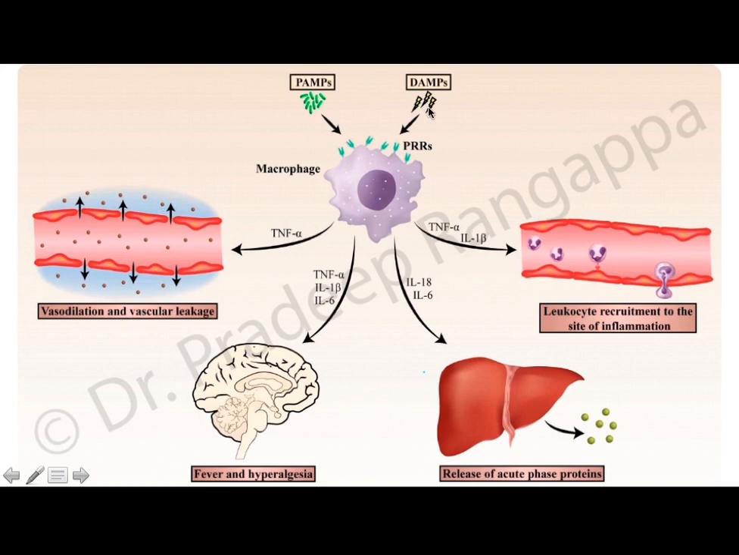Then there are the damage associated molecular patterns. That also causes activation of macrophages and leads to production of tumor necrosis factor alpha and interleukin 1 beta, which causes adhesion. Basically, it makes all the leukocytes sticky, and these leukocytes adhere to the endothelial cells and lead to worsening of the inflammation. There are other mediators released from these macrophages which lead to fever and can cause release of acute phase proteins from the liver. So this is roughly an overview of the pathophysiological mechanisms that happen in any infection.